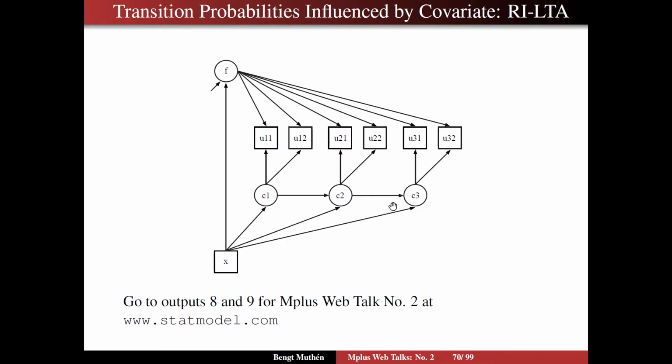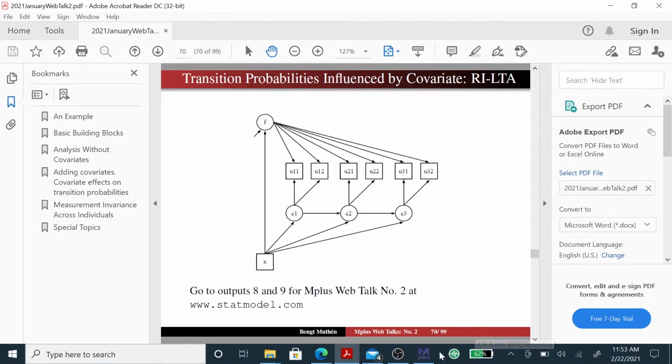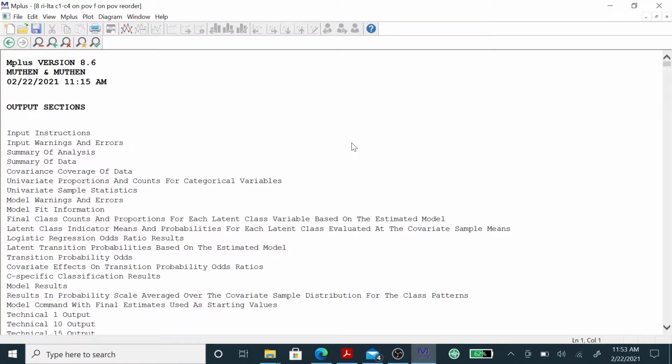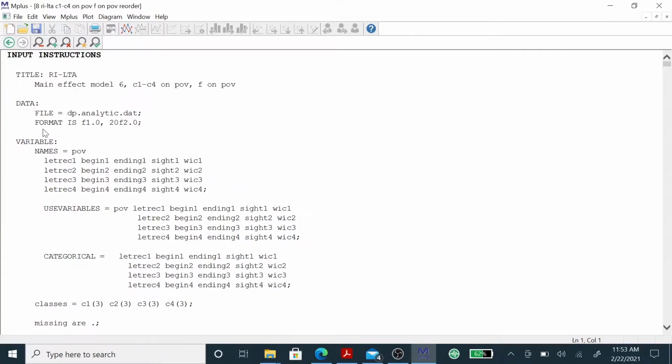We're going to start with a look at the outputs for 2 models. These are outputs 8 and 9, and then we're going to go through a list of fit statistics, log likelihood, and BIC for a variety of models. Turning to output 8, let's take a look at the input instructions.